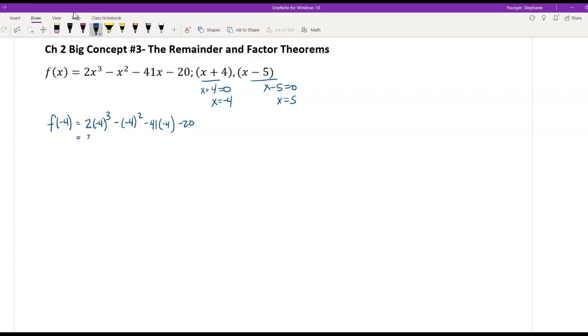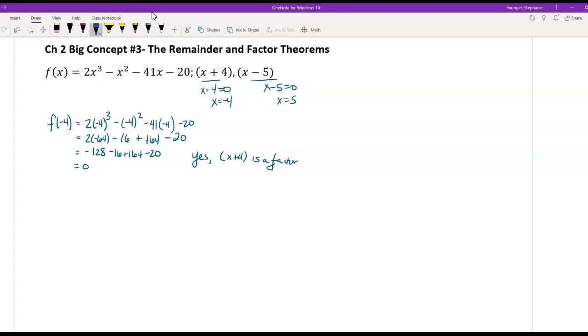So we get 2 times negative 64 minus 16 plus 205, not 205, Miss Younger, you're being silly, plus 164 minus 20. So negative 128 minus 16 plus 164 minus 20. And when we simplify that all down, it does in fact get us 0. So yes, x plus 4 is a factor.